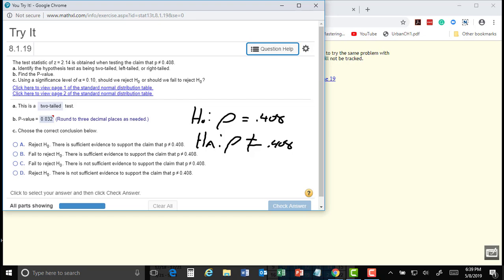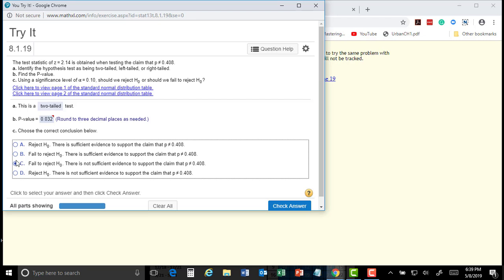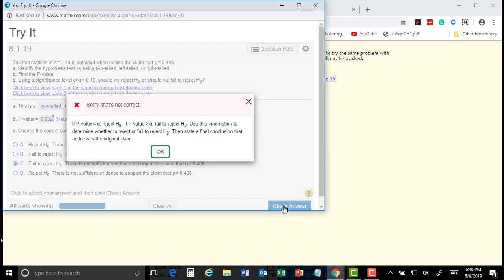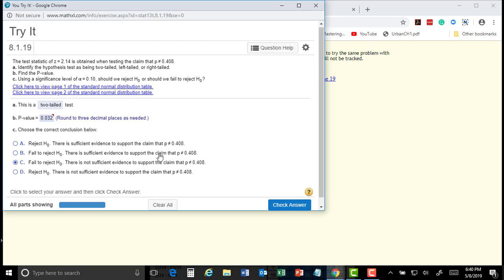Oops. And there's not evidence to support the claim, wait, are they the same? There is not sufficient evidence to support the claim. Oh, that's reject. Okay, fail to reject, and there is sufficient, no. You see? Okay, that better be right. Oh, God. That says p-value is less than alpha. What? Oh, if the p-value, yeah. This information determines whether we reject or fail to reject, then state the final conclusion. What else is left? There is sufficient evidence to support the claim that the rho is not 0.48. All of them wrong. What the heck?